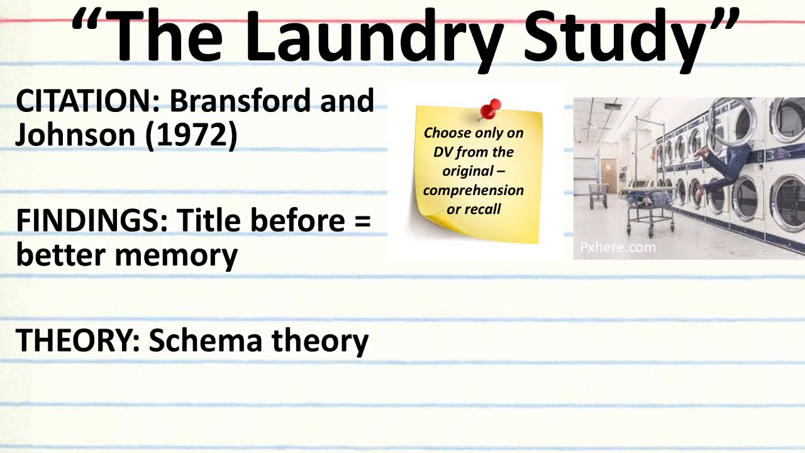And this is relevant to schema theory. In the original studies, they measured comprehension and recall, choose only one dependent variable. And also remember, in all IAs, it's best to simplify to 2 conditions, not 3 or more, as in this study and some others, unless, that is, you can use an ANOVA inferential statistics. Now, if you don't know what an ANOVA is, then I wouldn't go further than that.